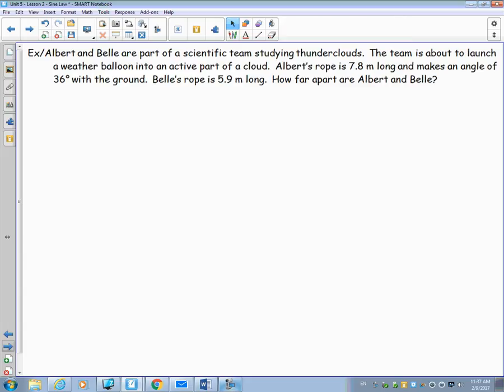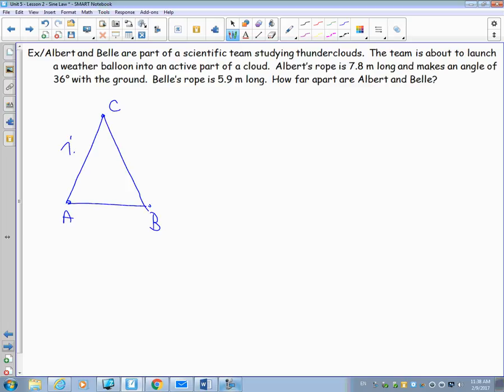Most people, when they jump into this question, say, well, I got Albert, and I got Bell, and the balloon's up in the clouds, and we have our angles, and we got our triangle, and we say his rope is 7.8 meters, hers is 5.9 meters, 36 with the ground. That's how most people jump into this question. The problem is, nobody ever said that Albert and Bell are on opposite sides of the balloon.